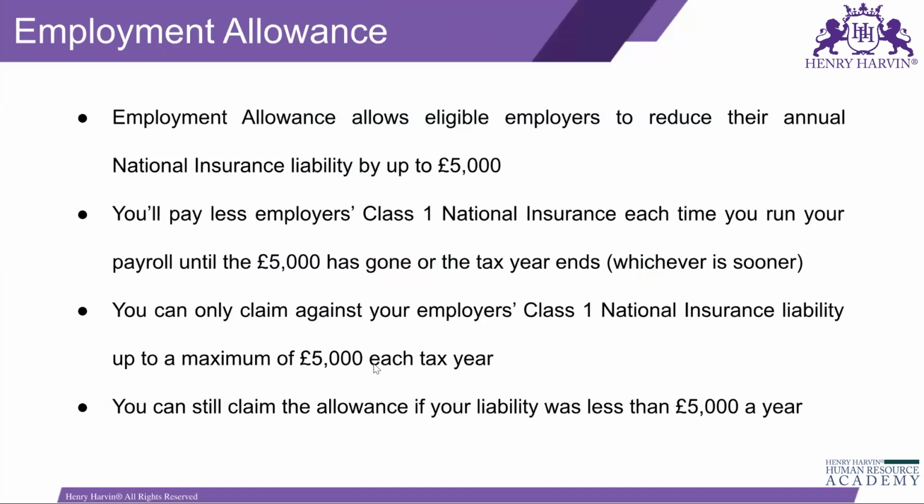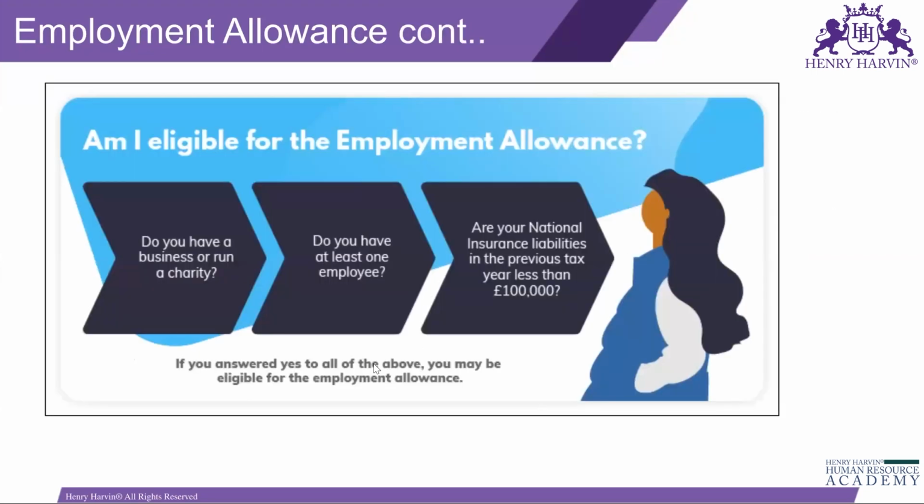Okay, employer's, this employer part, liability up to a maximum of £5,000. You can still claim the allowance if your liability was less than £5,000 a year, up to the lesser amount. I am eligible for employment allowance. How does the company check? This is a question, and they have to fulfill these criteria.